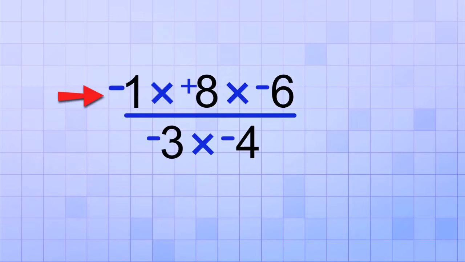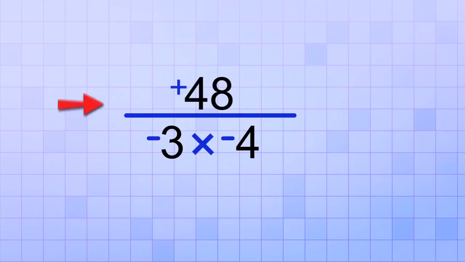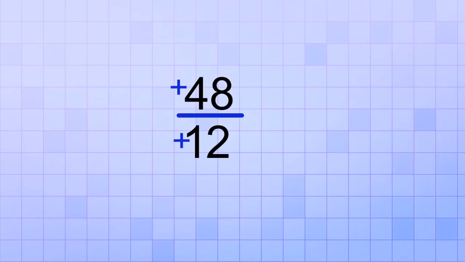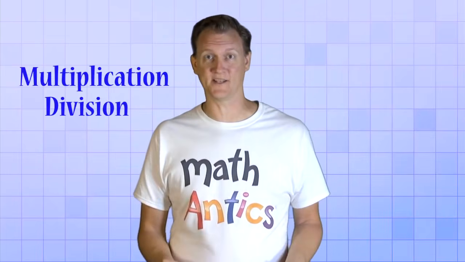On the top, negative 1 times positive 8 is negative 8. Negative 8 times negative 6 is positive 48. And on the bottom, we have negative 3 times negative 4, which is positive 12. And then as the final step, 48 divided by 12 is positive 4, just as I suspected. So do you see what I mean? All the multiplication and division works the same. It's just that you have to figure out whether the answer is going to be positive or negative.